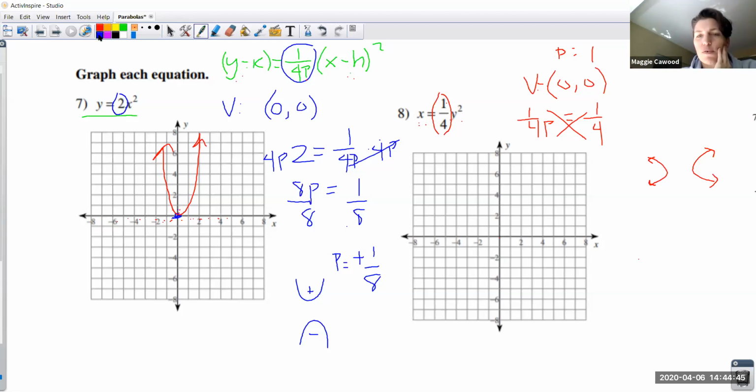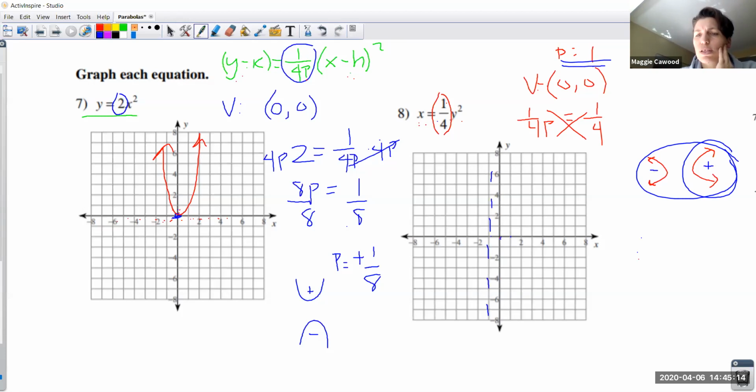Okay, so again, our vertex was at 0, 0. And I decided, is it up, down, right, or left? We said right or left, but we didn't narrow it down. So if it's positive, it's opening to the right, and negative, it's opening to the left. It's positive, so we're looking at this one. Okay, which means I'm going to go 1 unit, p is 1. I'm going to go 1 unit to the right, that's my focus. I'm going to go 1 unit to the left, that's my directrix.